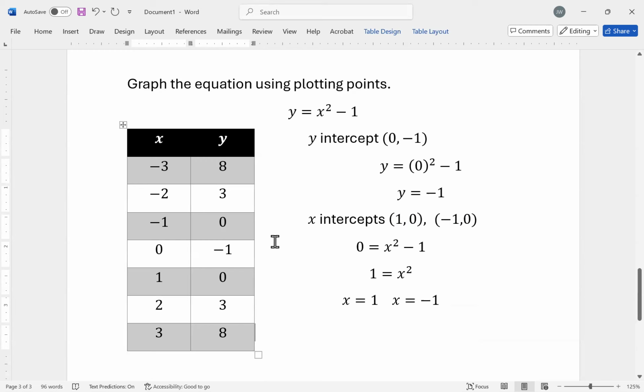And if we looked at our graph, we could confirm that. Let's go ahead and look at the graphs of examples 6, 7, and 8.